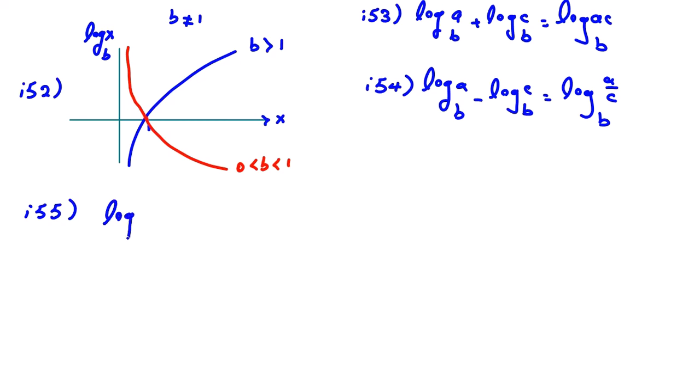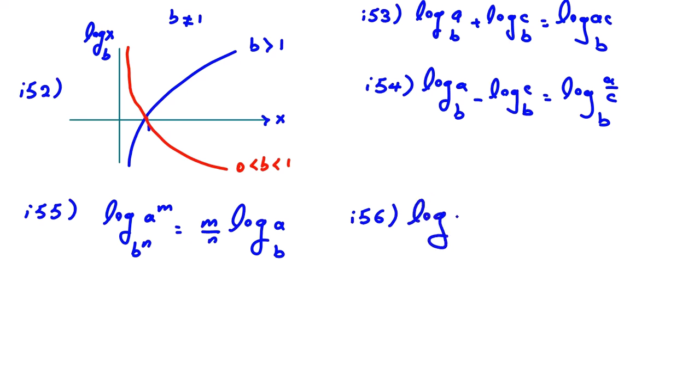If we have log a to the m to the base b to the n, it will be m over n log a to the base b. Idea 56. If we have log a to the base b times log b to the base c, we can cancel these two b's and it will be log a to the base c. For example, it is useful when what?